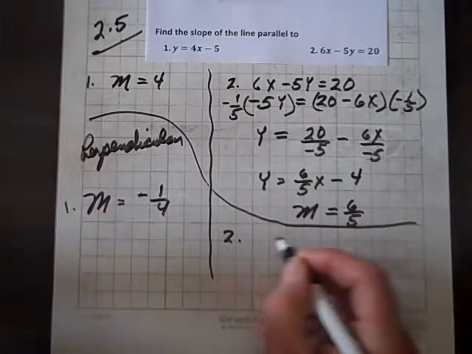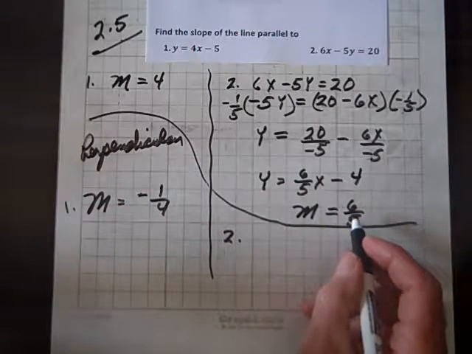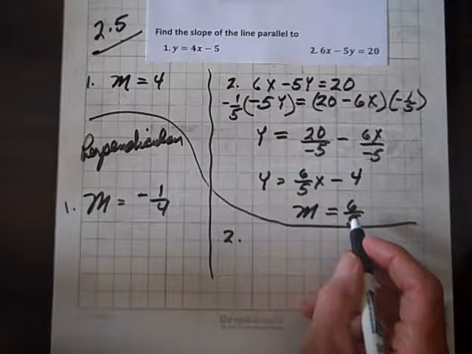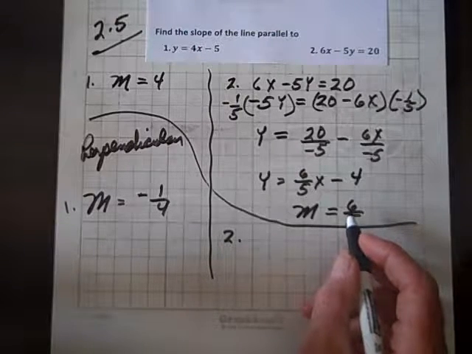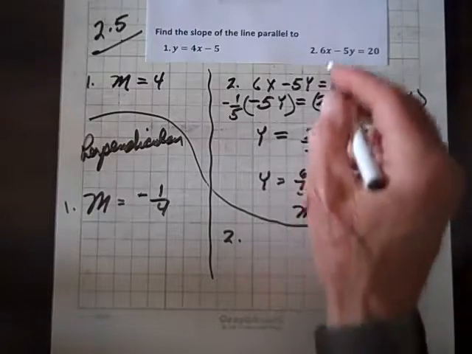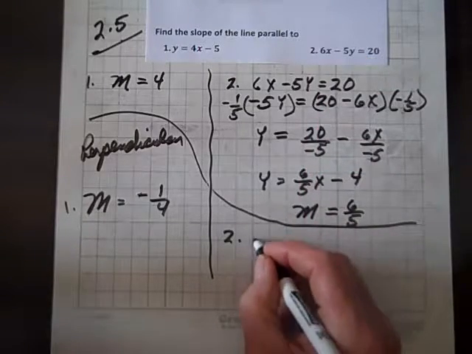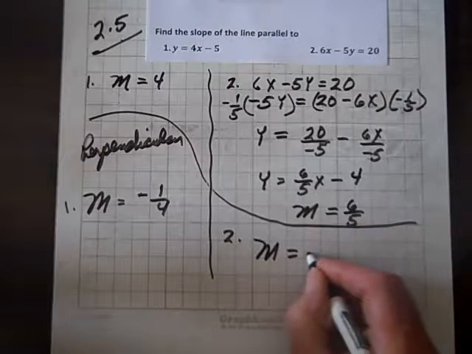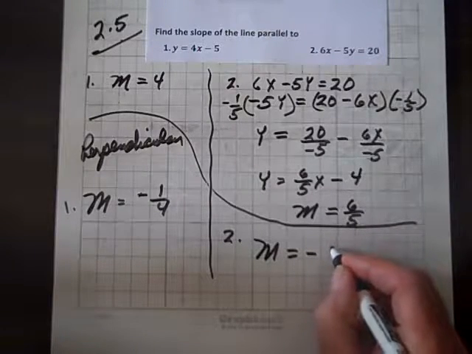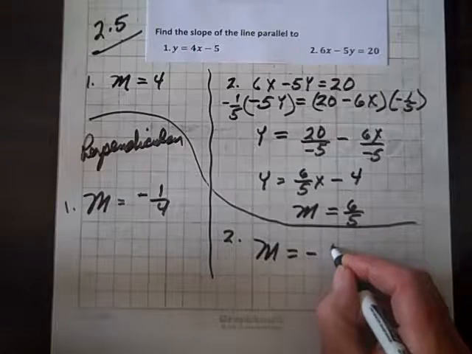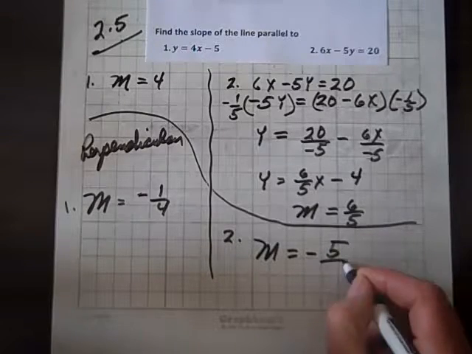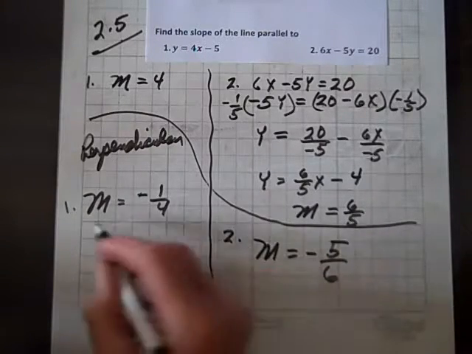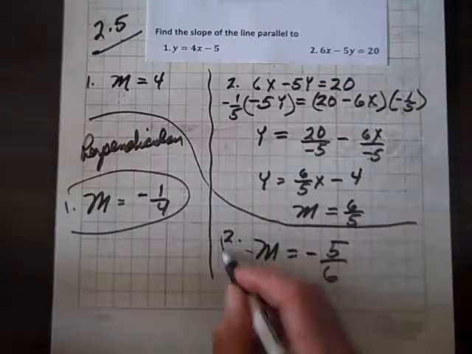For 2, we know what the slope of any line parallel to this is. To find the slope of any line perpendicular to this line, m will be the negative reciprocal of 6/5. Well, there's the negative, and the reciprocal of 6/5 is 5/6. And so we're done.